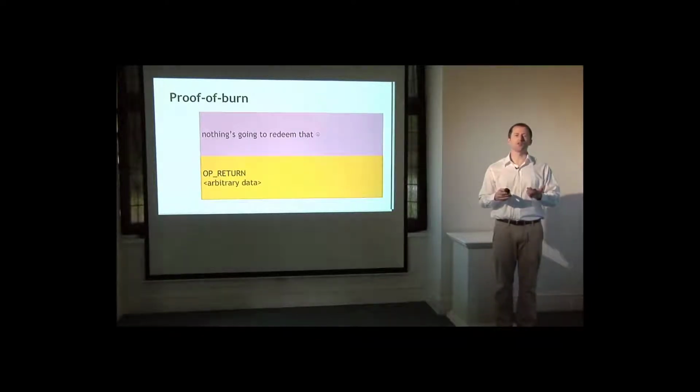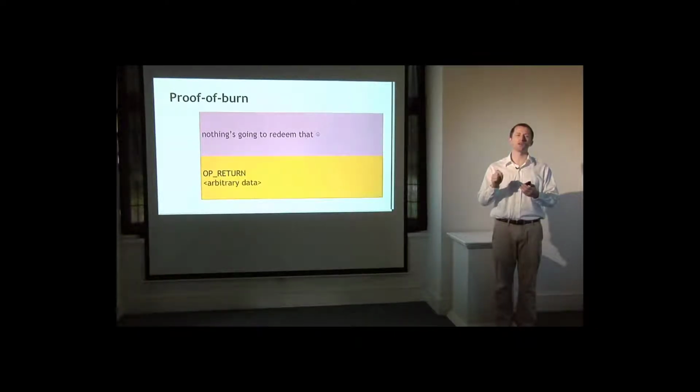So what is the point of proof of burn? Well, there's two main things that this gets used for. The first is to write arbitrary data into the blockchain. If for some reason you want to write your name, or if you want to timestamp and prove that you knew some data at a specific time, you can create a very low value Bitcoin transaction that's proof of burn.